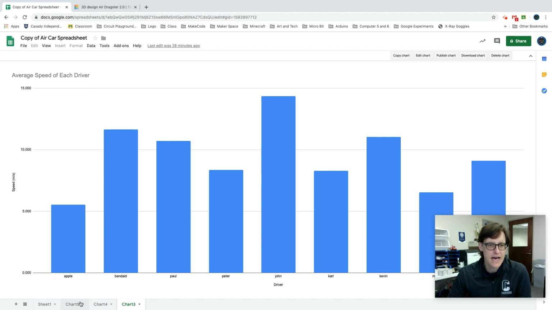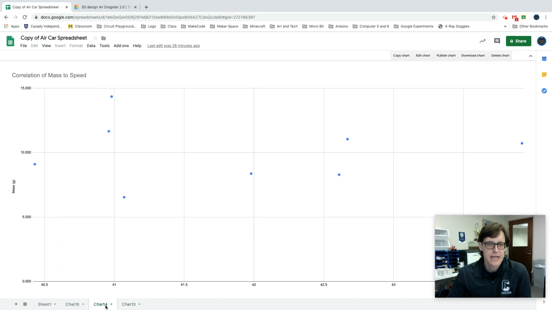And then we looked at a couple of other parameters. In chart 4 here, we graphed to see if there was a correlation between mass and speed. And you can see that in this scatter plot, the plots are kind of all over the place. So we assumed that there was no correlation between the mass and the speed.